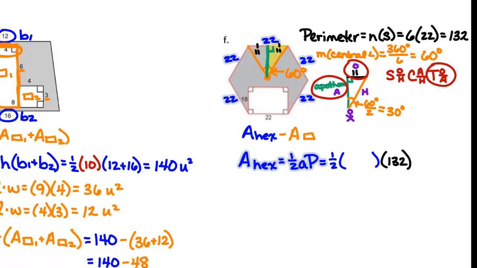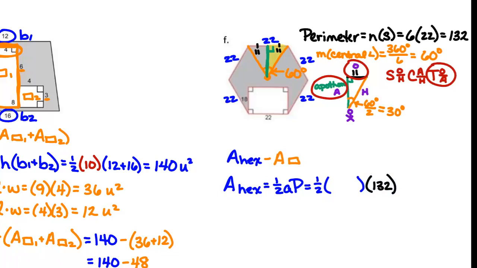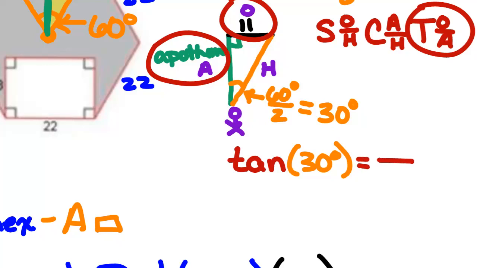Let me scoot all of this down just a little bit so that I have plenty of room to do that. So we're going to have tangent of my angle, which is 30 degrees, is equal to the opposite side, which is 11, over my apothem, which I'm going to use an A. Stands for adjacent or apothem. Either way, it's the thing I'm finding. How do I get the A out of the denominator?